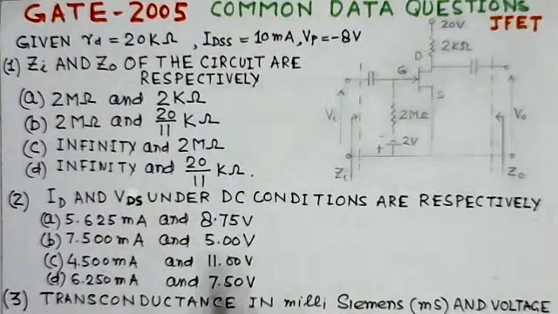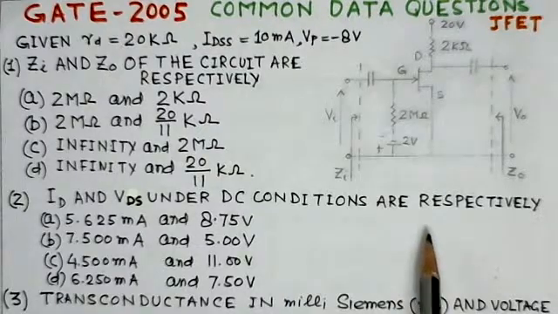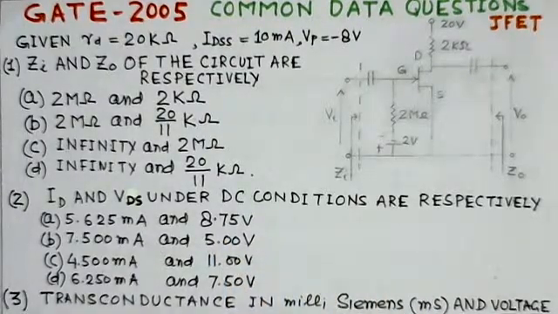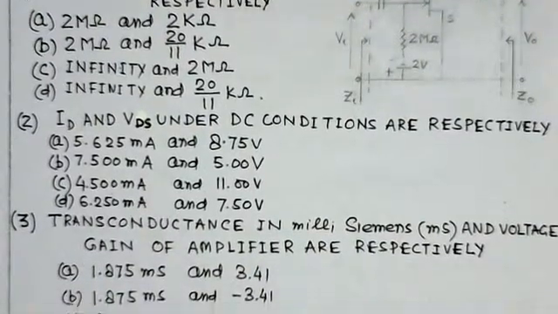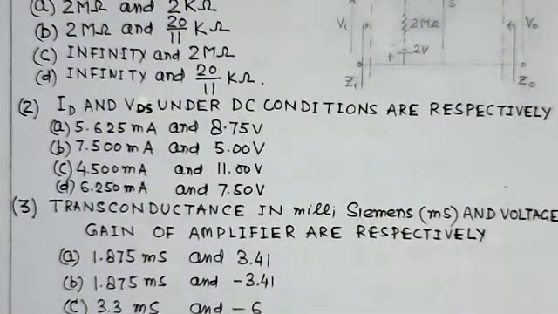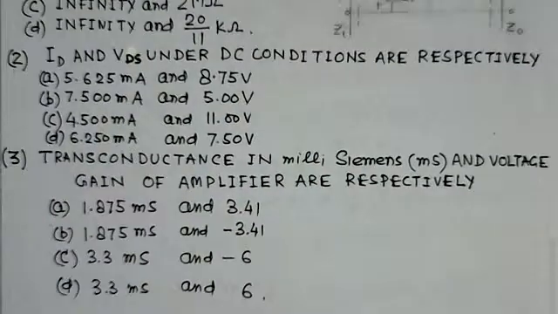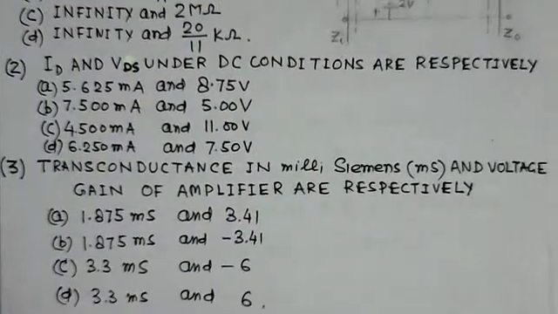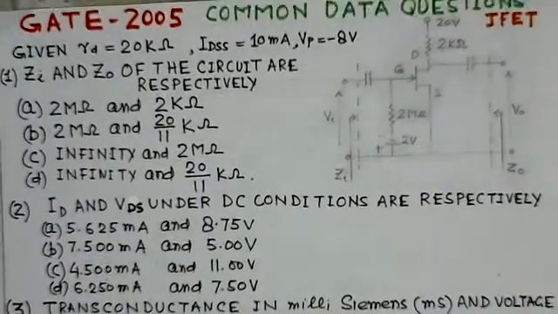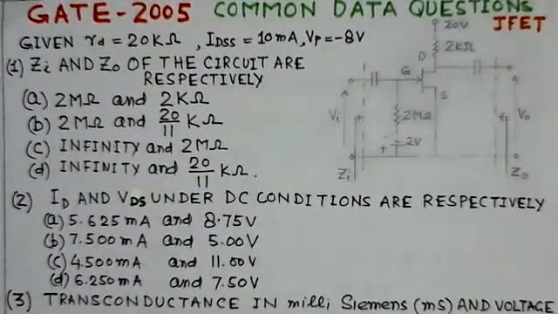Now the second part: you have to find out ID and VDS under DC conditions, and there are again four options here, and we have to find the appropriate choice, which is the best choice here. The third part is the transconductance in millisiemens and the voltage gain of the amplifier, respectively. Again these options are given here, and we have to find out which is the right option out of these.